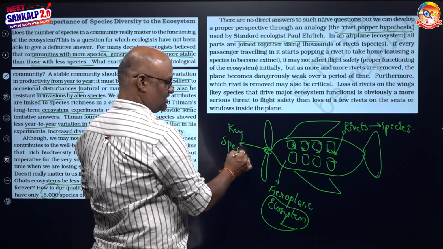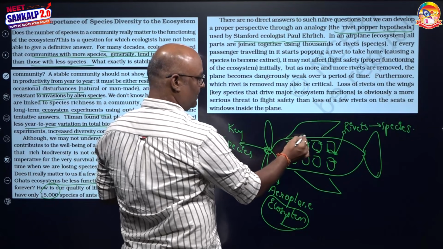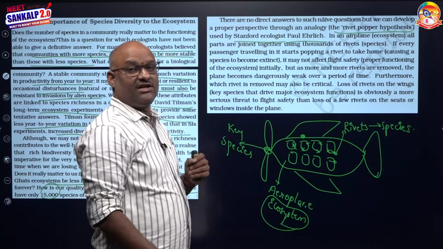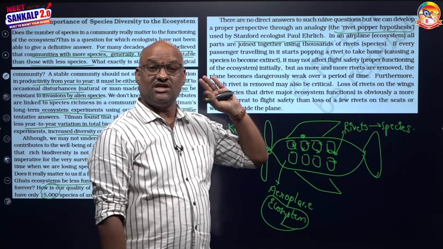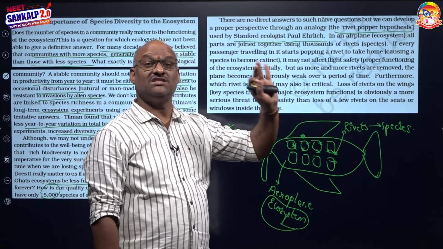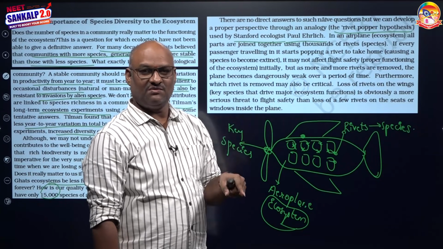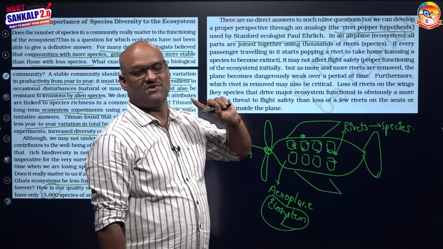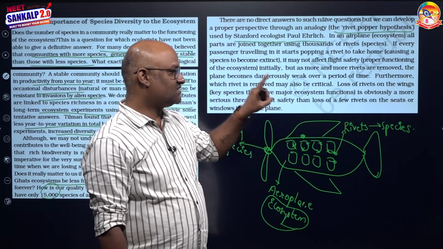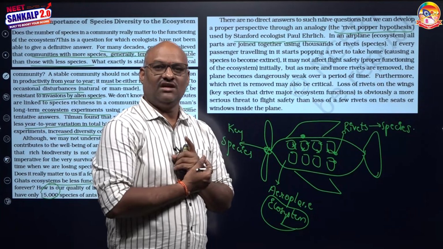What is meant by a key species? Propeller or wing. The very important species present in the ecosystem, the keystone species, will maintain the species diversity. So if that is removed, then the other species also will become extinct because of interspecific competition. So the key species is very, very important in every ecosystem.